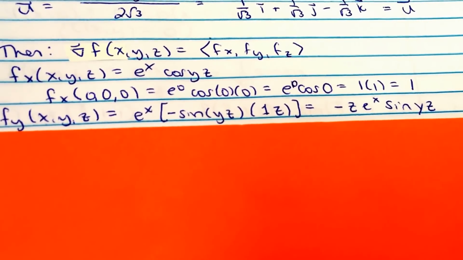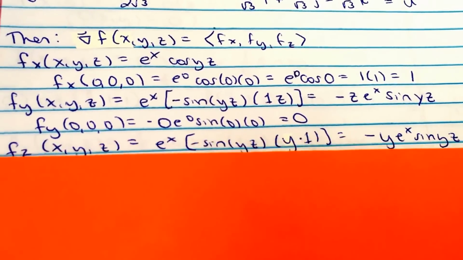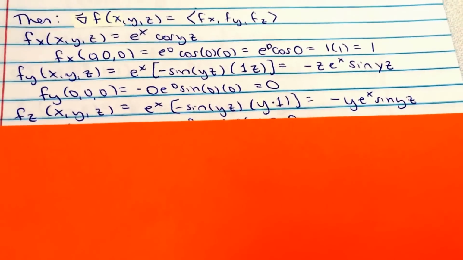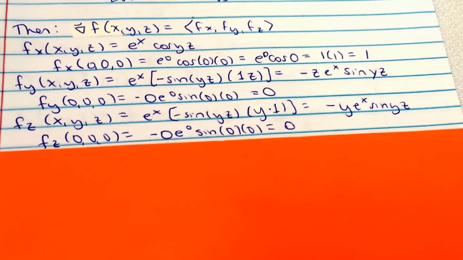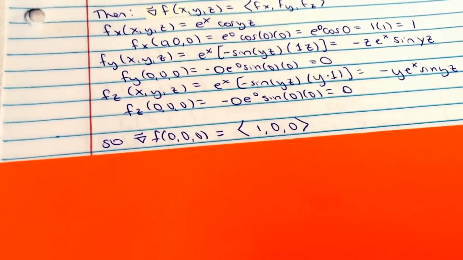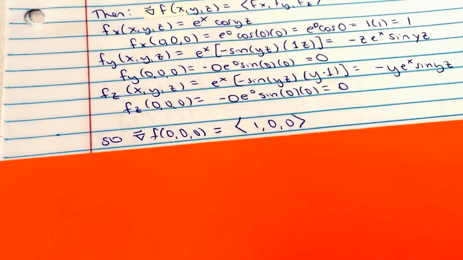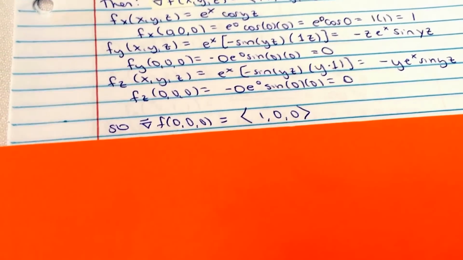So this is my f sub y as a function. Then I plug in the point and get 0. Then I find my f sub z as a function, plug in my point, and it's also 0. So that gives me my gradient vector. The gradient vector, remember, is the vector made up of all the partial derivatives. And so this is the gradient vector at this particular point, so I've plugged in the numbers.